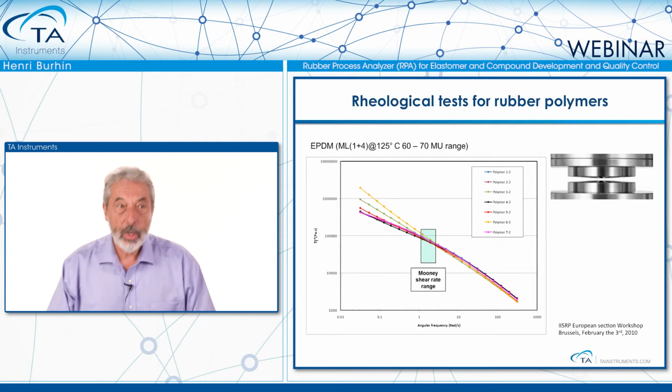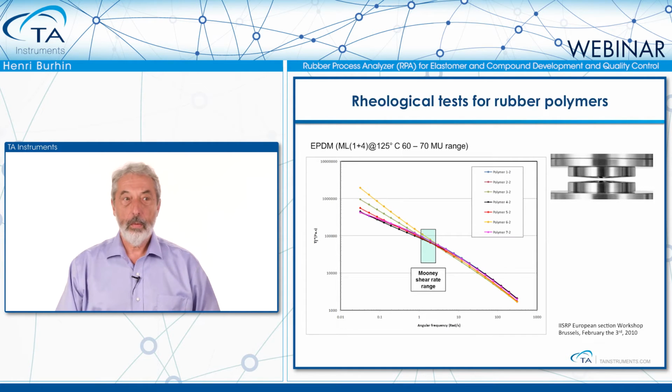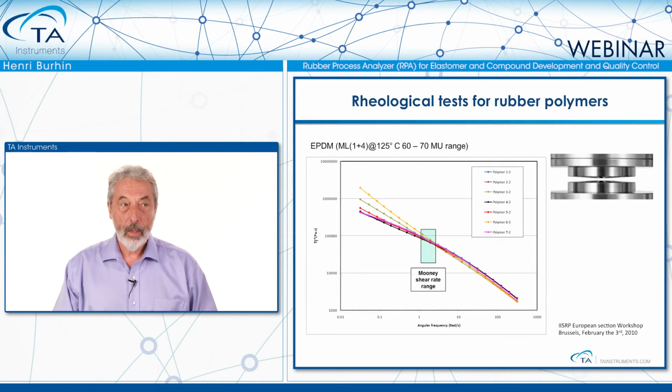Now, I'm going to give you an example of what is called same or comparable polymers of the same type. So here we have EPDM of the same family, which is the 65 plus or minus 5 Mooney units family, having the same amount of ENB, the same amount of ethylene, so the same crystallinity. And we have here 7 different polymers from different suppliers.